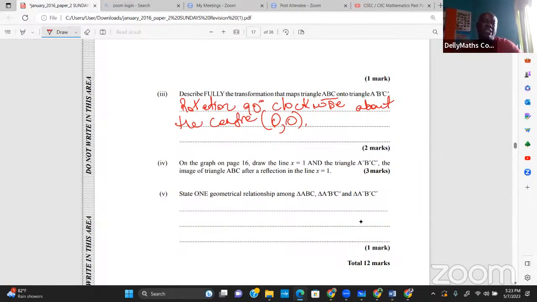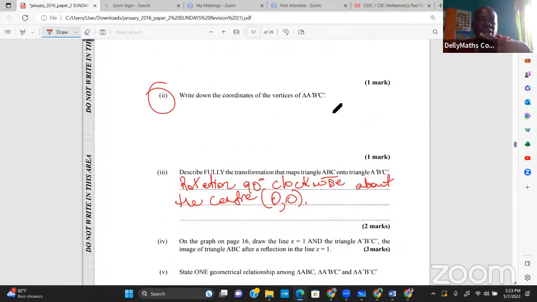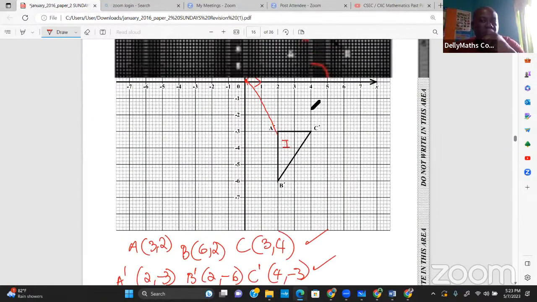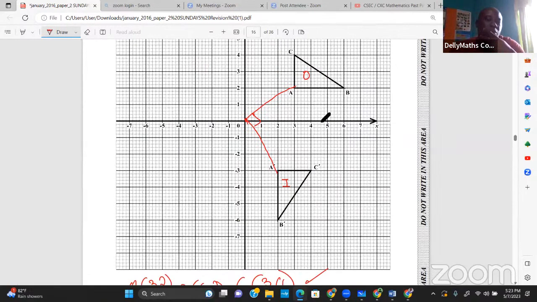You look, you see it, you describe it. You need an angle, you need a direction, and you need a center. All right. And a lot of times, look for (0, 0) first. If it does not look like it, then you could figure out the rest. But normally, 9 out of 10 times it's (0, 0).